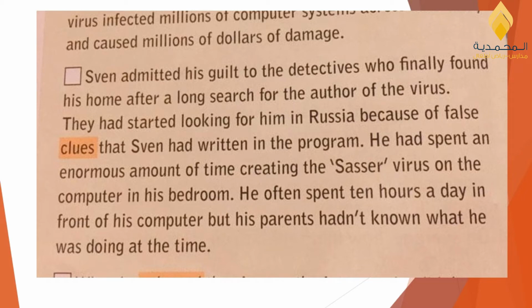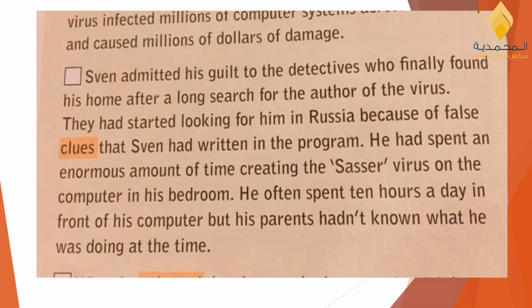Sven admitted his guilt to the detectives who finally found him at home after a long search for the author of the virus. They had started looking for him in Russia because of false clues that Sven had written in the program. He had spent an enormous amount of time creating the Sasser virus on the computer in his bedroom. He often spent 10 hours a day in front of his computer, but his parents hadn't known what he was doing at the time.